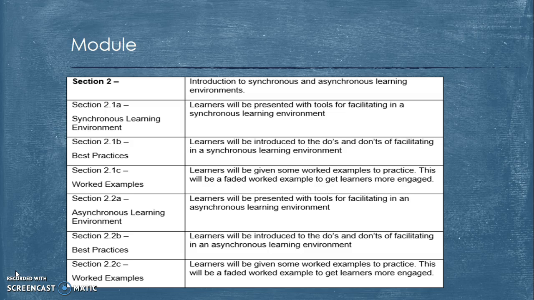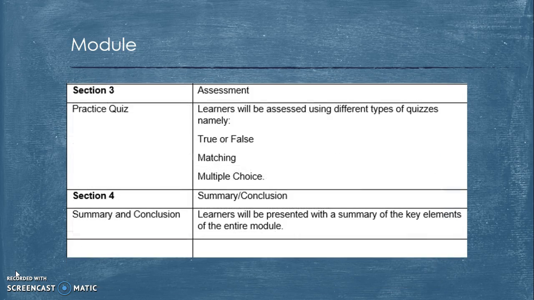So they'll be introduced to tools for facilitating the asynchronous section. Then they'll learn about the do's and don'ts of facilitating an asynchronous section. They also have worked examples, just as in section 2.1. And then they move to the next section, which will be assessment. So learners will be assessed using different quizzes. There's going to be the true and false, the matching, and the multiple choice.